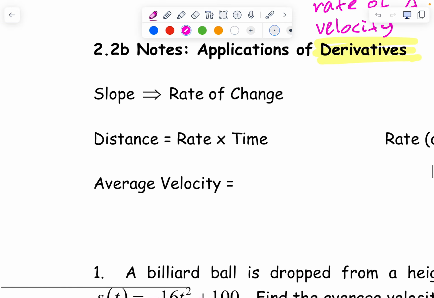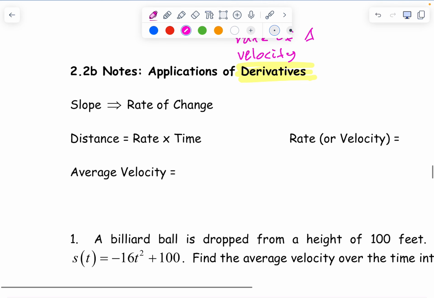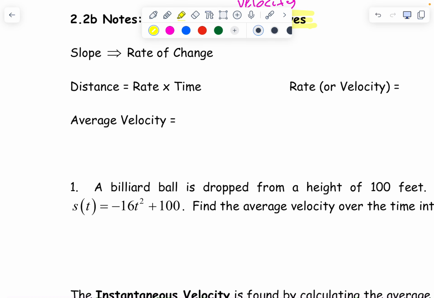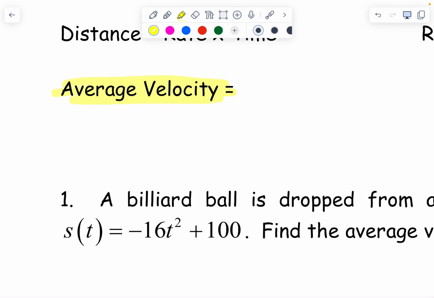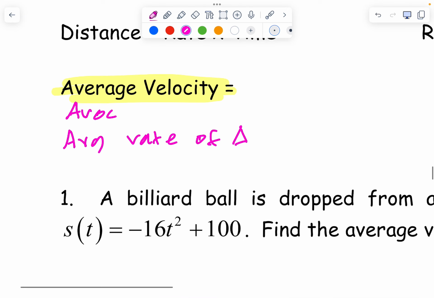And the two main things that I'm going to worry about today is going to be average velocity. Everybody highlight that. And again, velocity is rate of change. Okay? The way I like to say rate of change or average velocity is AROC. It is AROC, meaning average rate of change. So if you hear the phrase AROC, it is a usual acronym in calculus.